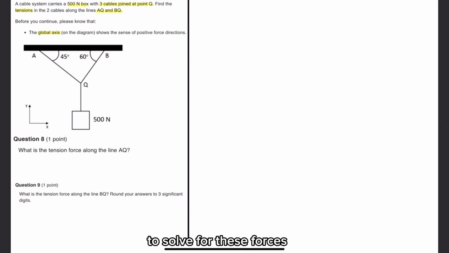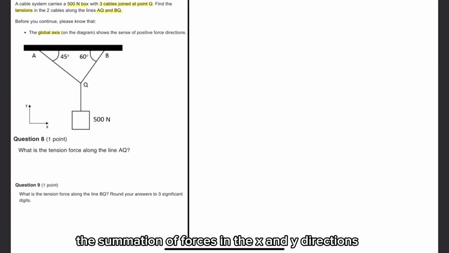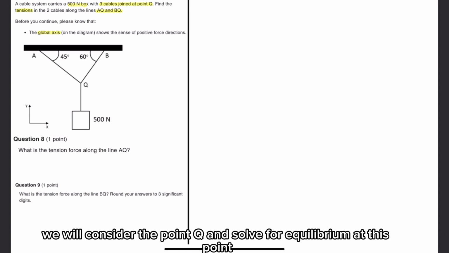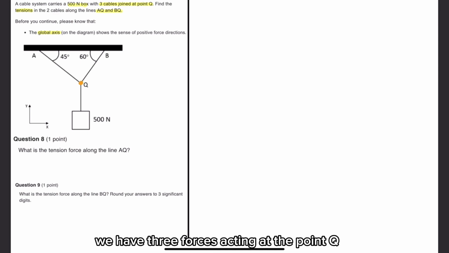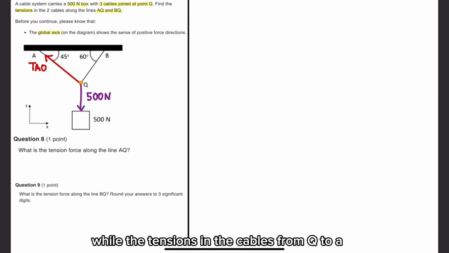To solve for these forces, we recall that at equilibrium, the sum of forces in the x and y directions should be equivalent to 0. We will consider the point Q and solve for equilibrium at this point. We have 3 forces acting at the point Q, with 500 newtons acting downward, while the tensions in the cables from Q to A and from Q to B both have x and y components.